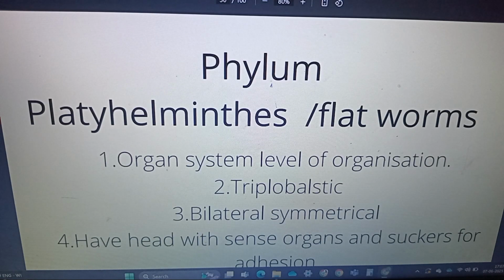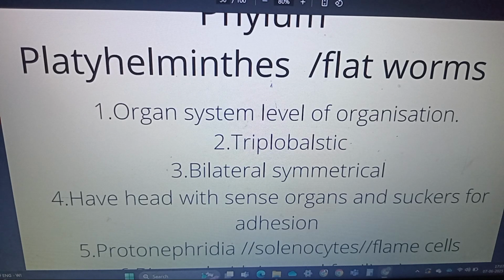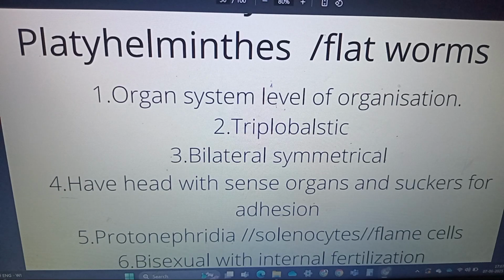Next phylum is phylum Platyhelminthes. In phylum Platyhelminthes, the body is dorsoventrally flattened, so they are called flatworms. They don't have any body cavity, so they are acoelomate animals. They are triploblastic with organ level of organization and they are bilaterally symmetrical.